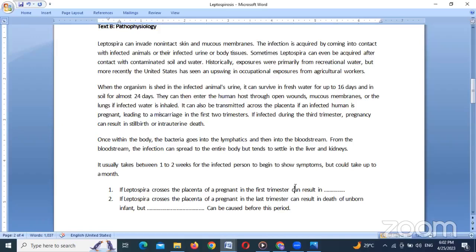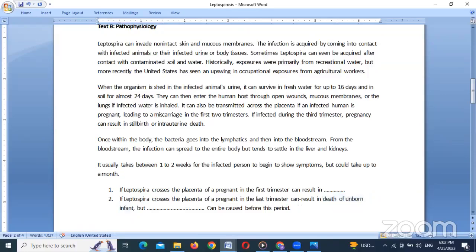So here I am just twisting the same information, checking it in another way, okay? If leptospira crosses the placenta of a pregnant woman in the last trimester, it can result in death of the unborn infant. So what does death of unborn infant mean? What synonym is there in the text? Stillbirth or intrauterine death, okay? These are the synonyms of death of unborn infant. But now I am asking the opposite thing. But dash can be caused before this period, meaning before the third trimester. What can happen? So the answer is miscarriage, okay?